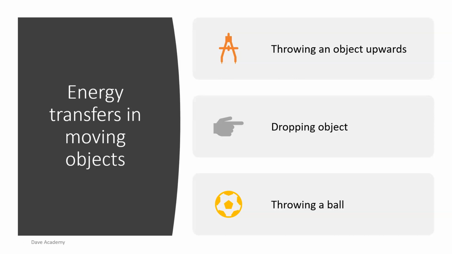So these are three examples of energy changes in a system of moving objects.